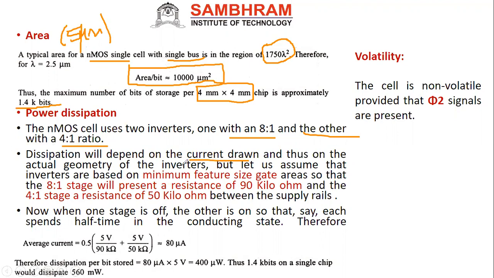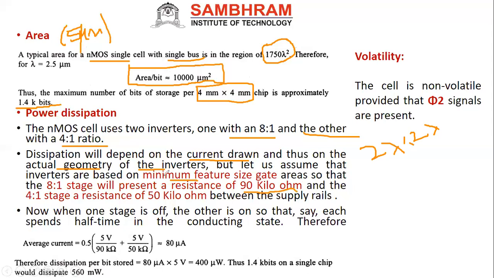Normally, as you know, the current dissipation will be based on the current drawn on the actual geometry of the inverters. But let us assume that the inverters are based on the minimum feature size gate. Minimum feature size gate in the sense I can say 2 lambda cross 2 lambda. That is the minimum feature gate size. Right. So for these areas, the 8:1 stage will present here a resistance of 90 kilo ohm. This is for standard actually.